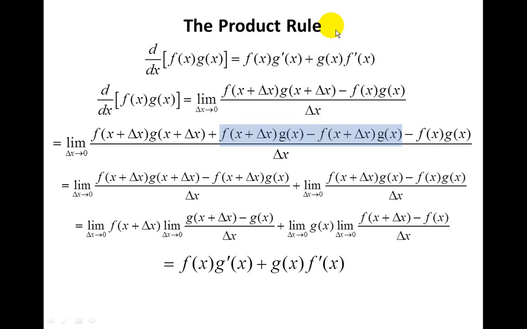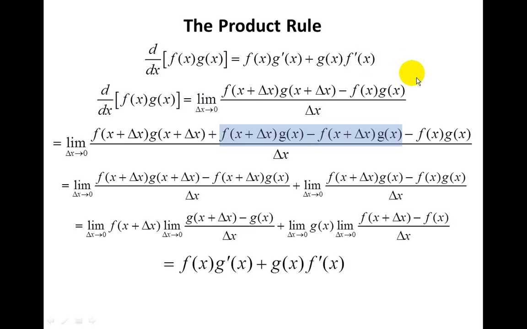We want to prove the product rule for differentiation, which states that when you have a product of two functions, f and g, the derivative of that product is going to be the first times the derivative of the second plus the second times the derivative of the first.